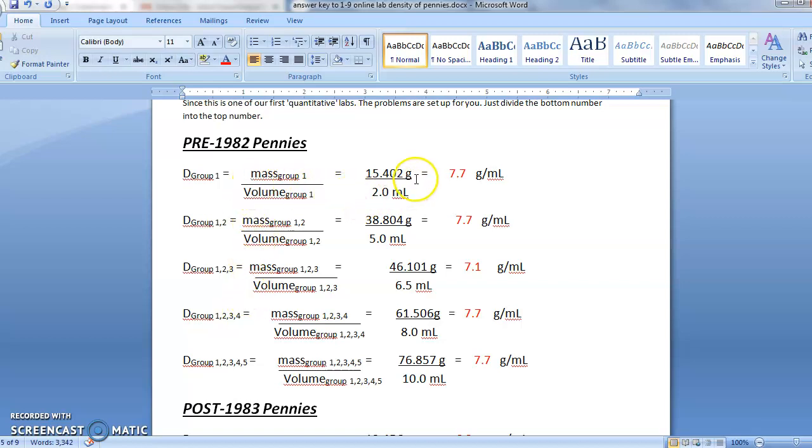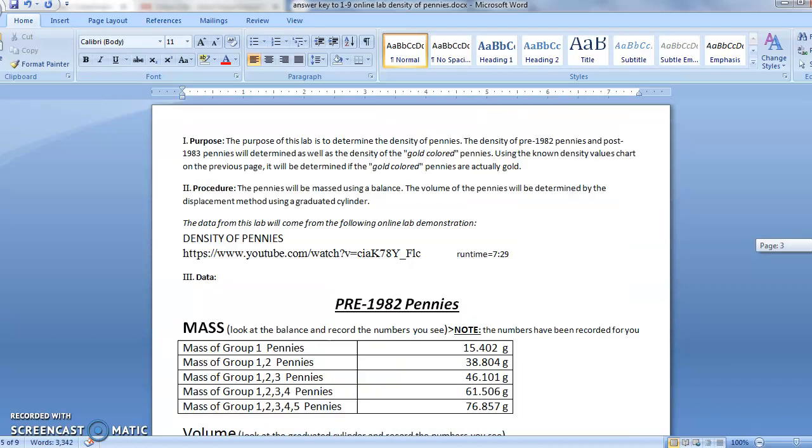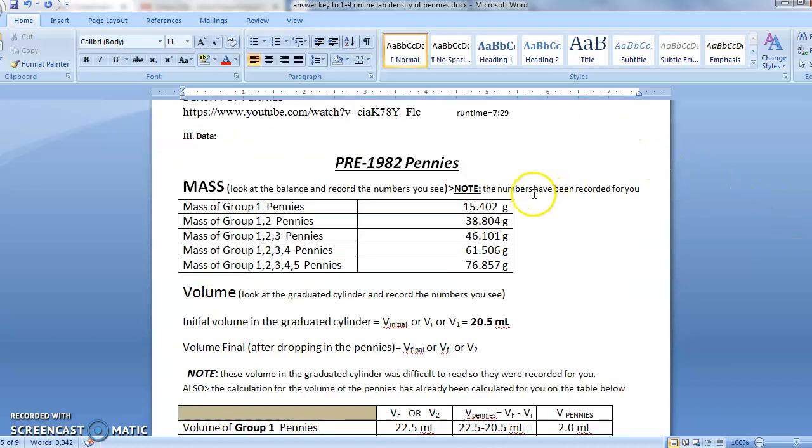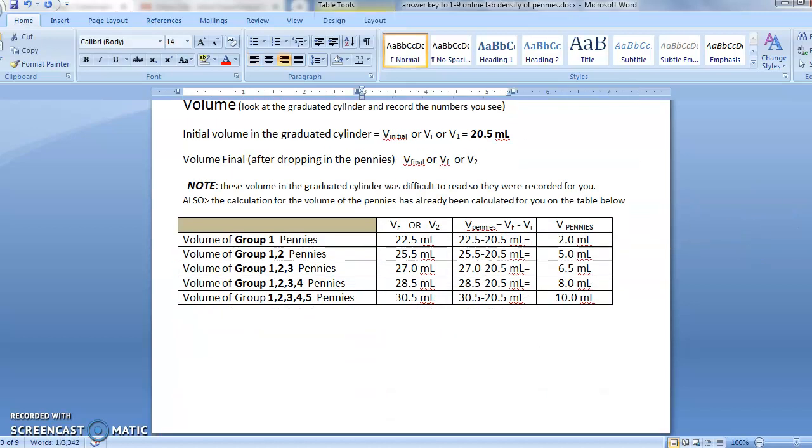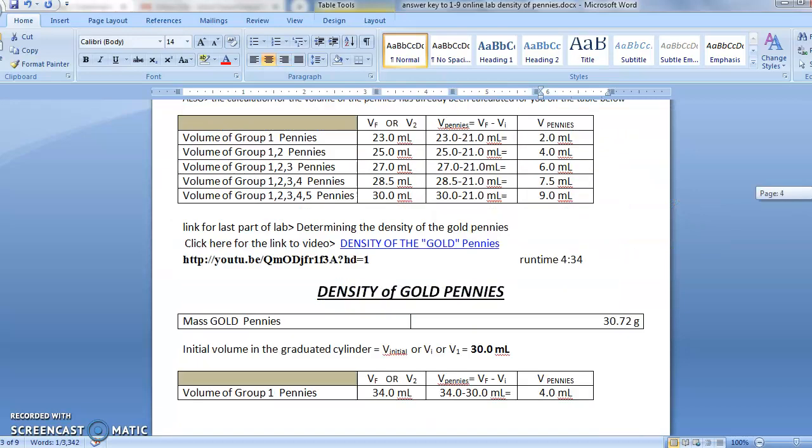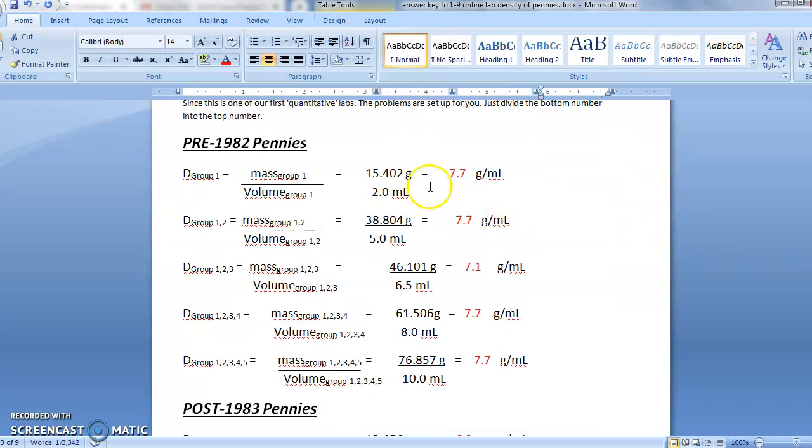So we had to go back to the data. We go back up. The mass of group 1 was 15.402. The volume of group 1 was 2. So we plugged those numbers in. 15.402 divided by 2 is 7.7. Double check my math.